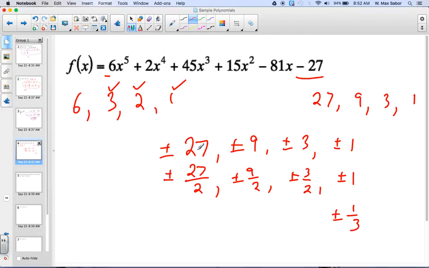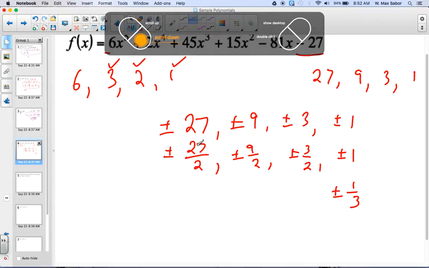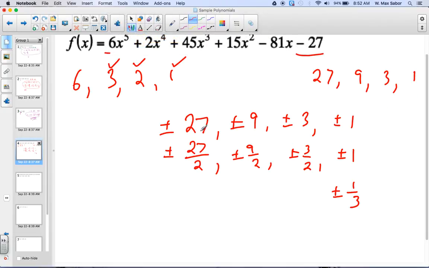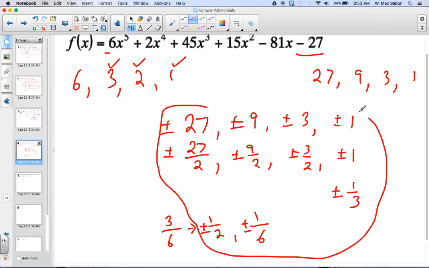And lastly, we have to divide by 6. If we divide 27 by 6, we'll get 27/6, which simplifies to 9/2. Same thing, 9 divided by 6 is 3/2. 3 divided by 6 is 1/2, so plus or minus 1/2 is another option, and 1 divided by 6. So these are our possibilities.